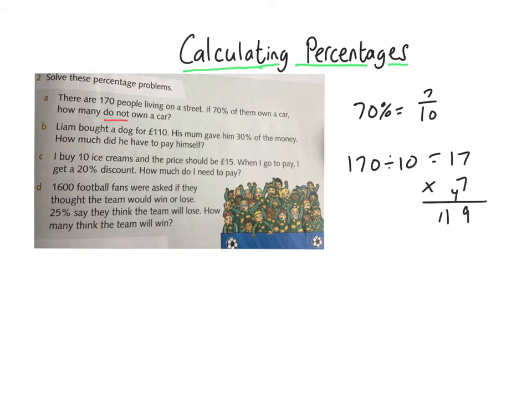Now that means 70% of them own a car. So I know that 119 own a car, but I have to remember the question asks me how many do not own a car. So 170 altogether, 119 of them own a car. So I have to do my taking away there to find out how many don't own a car, which is 51. So make sure you read the question properly. It'll be very easy to do the sum, do the hard part, and then get the question wrong because you haven't checked what they're asking for. So always double check before you move on to the next question.